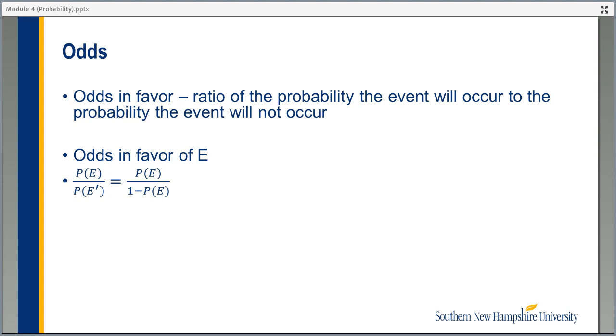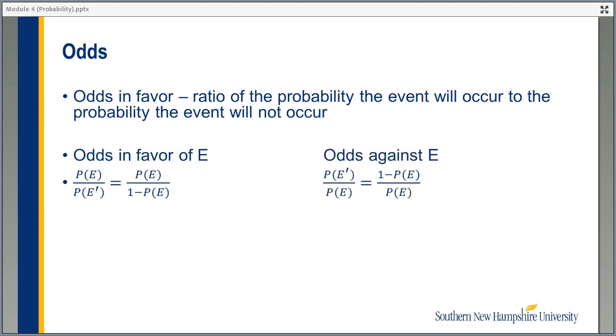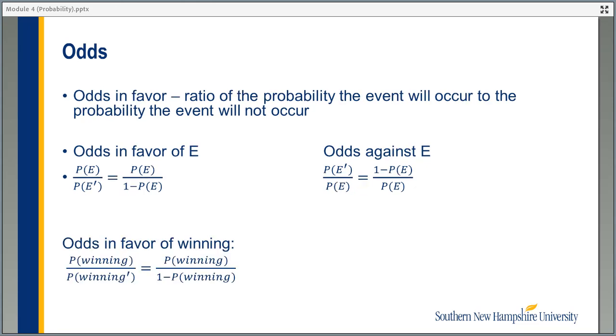Calculating odds against E is very simple. All we have to do is switch the numerator and the denominator. If we wanted to calculate the odds in favor of winning a game, we would need to divide the probability of winning by the probability of the complement of winning. Try to figure out how we would calculate what the odds against winning would be.